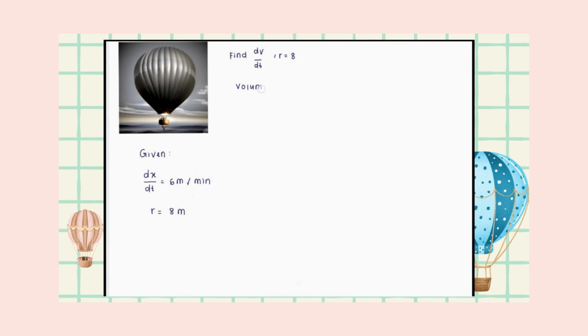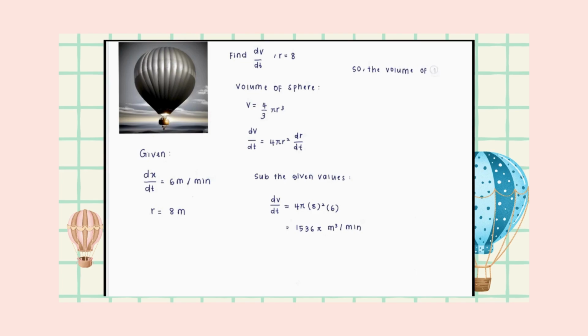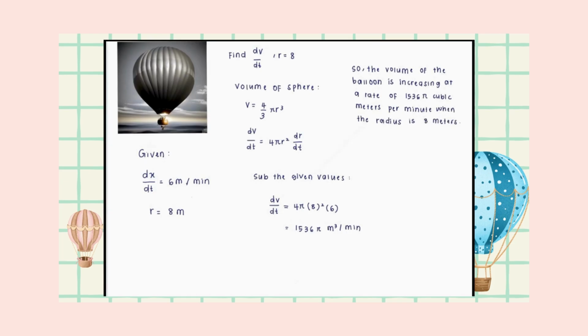As we all know, the volume of a sphere, which is also the volume of the hot air balloon, is known as 4/3 pi r cubed. Then, after being differentiated, it will become 4 pi r squared dr/dt. After that, substitute the values given into the equation. dV/dt is equal to 4 pi times 8 squared times 6, resulting in 1536 pi cubic meters per minute. So, the volume of the balloon is increasing at a rate of 1536 pi cubic meters per minute when the radius is 8 meters.